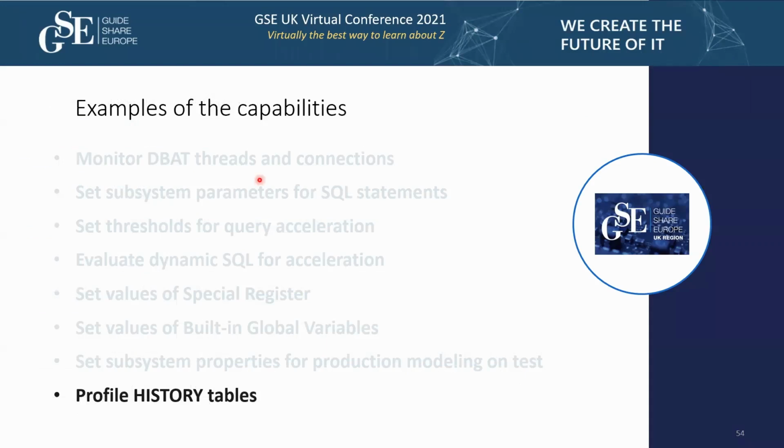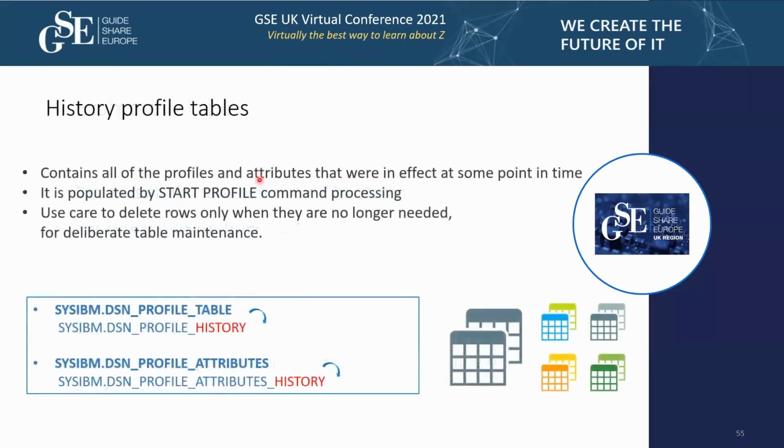Okay, we cover all the things you can do activating Db2 profiles. The last thing is that I want to remind you that for every profile table and profile attribute table, we have a history table associated, and the history table contains all the profiles and attributes that were in effect at some point in time. They are populated at the start profile command. So don't delete rows from here, except for maintenance, so with a REORG DISCARD, for example.